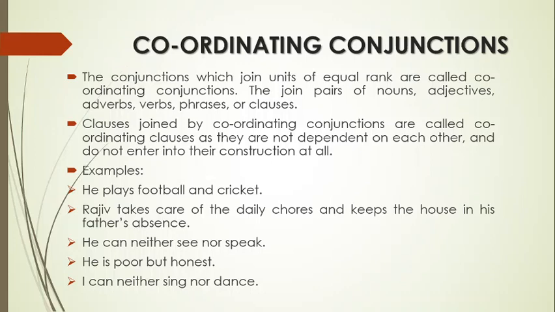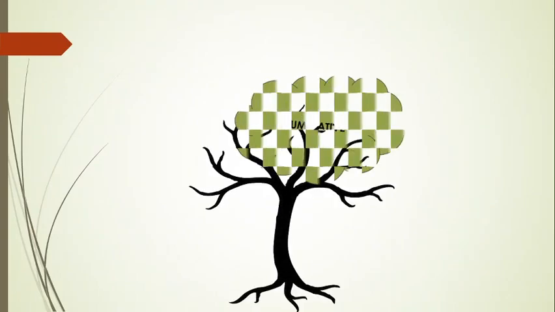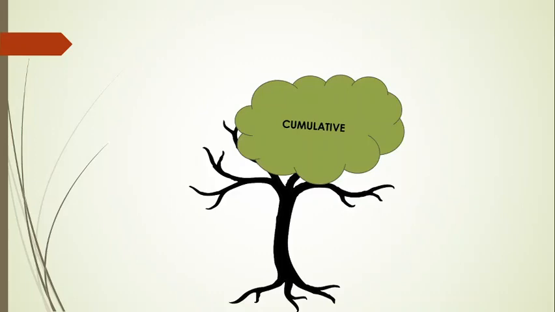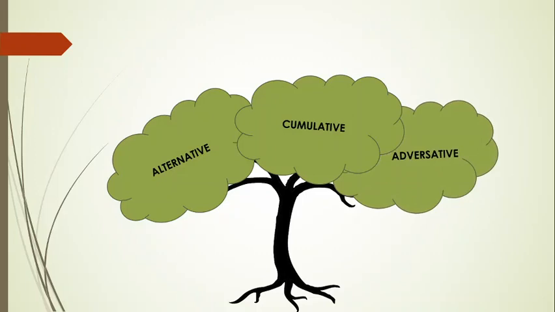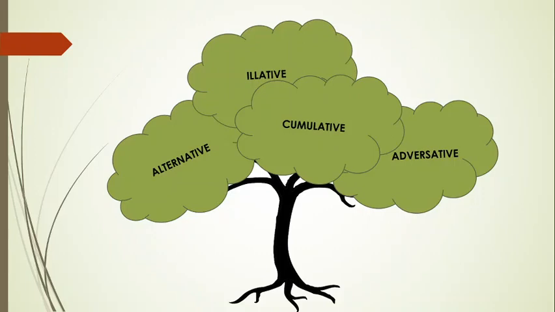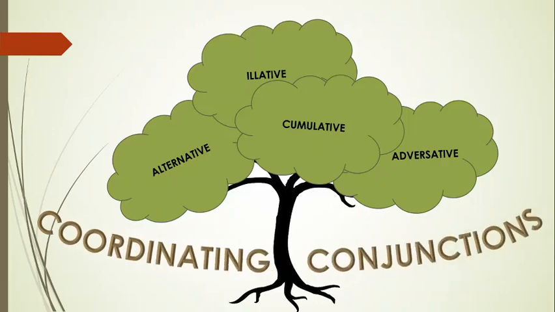So these are basically coordinating conjunctions, and now let's come to the various types of it, and then we will discuss the examples of each type in great detail. So first of all, let's have the family tree. We have cumulative conjunctions, alternative conjunctions, adversative, and elective conjunctions. And these four categories form the coordinating conjunctions family.